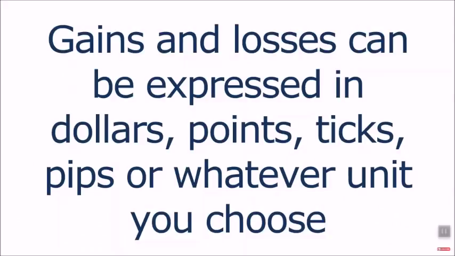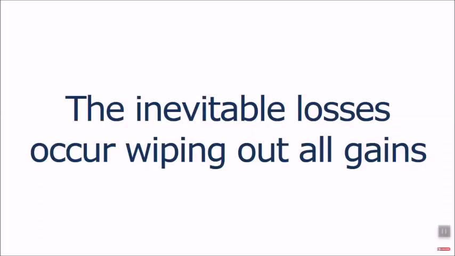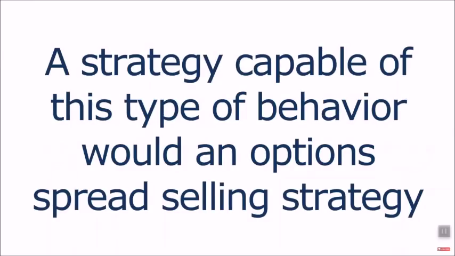So for the purpose of the following example, I'll refer to the gains and the losses using dollars. However, gains and losses can be expressed in dollars, points, ticks, pips, or whatever unit of measurement you choose. This figure here shows an example of an equity curve resulting from 300 trades taken using a system with a high win rate of 90%, but with average losses that are 20 times greater than the average win. Now these types of systems can be seductive because the high win rate is alluring for a while and can often appear to be paying off, but then the inevitable losses occur, wiping out all the gains. An example of a strategy capable of this type of behavior would be an option spread selling strategy.